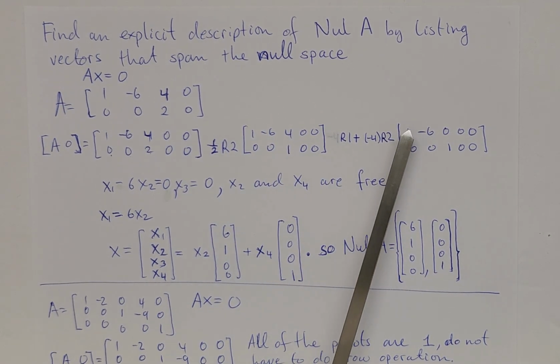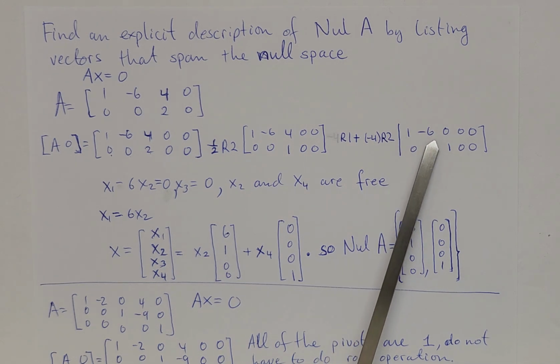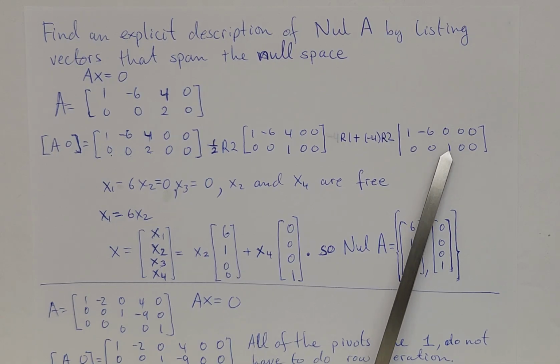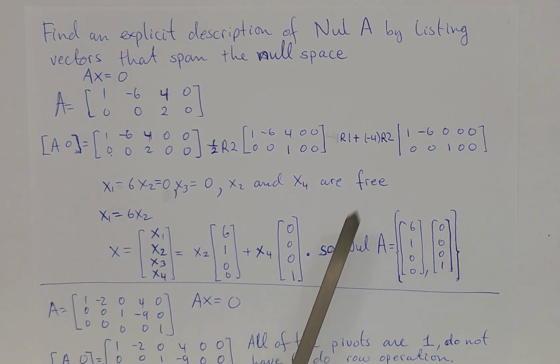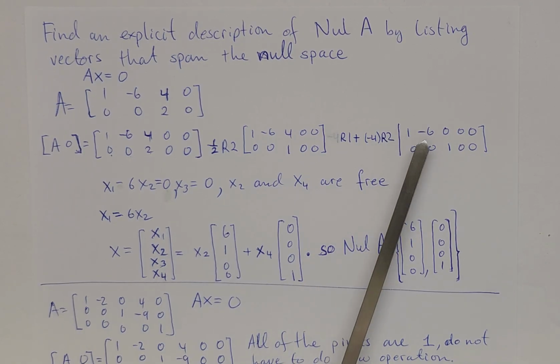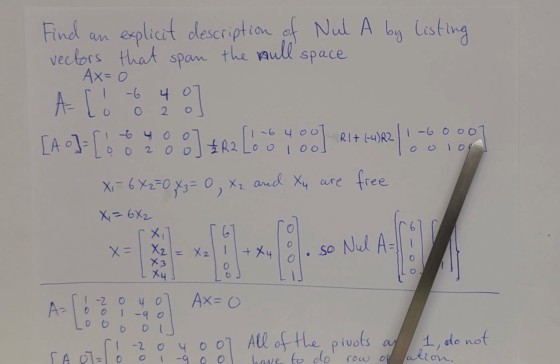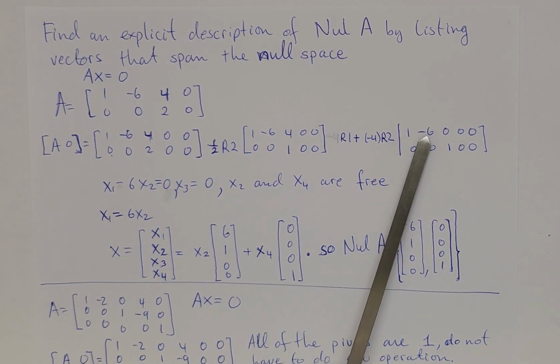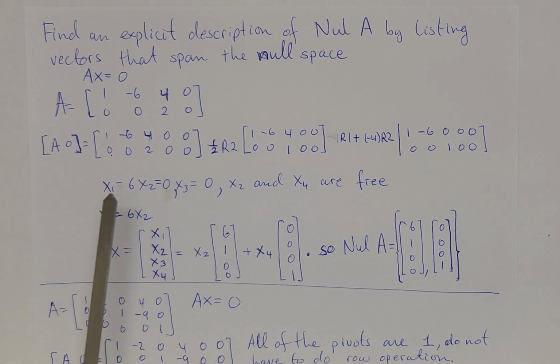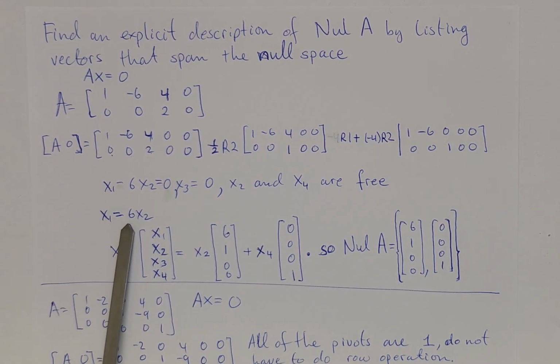And as you can see, this is already done. This column, there's nothing to do, leave it alone. This column, we have a 1, and this is a 0, so we are done. This column is already done, so we leave it alone. After that, we will write out our terms. Okay, so x1 minus 6x2 equals 0, which I wrote here. Now solve for the first term, which gives me 6x2.